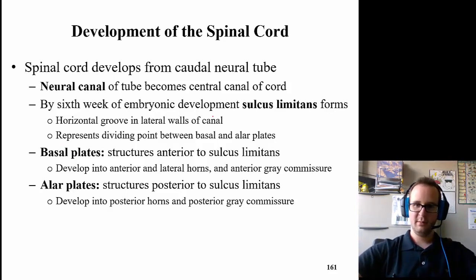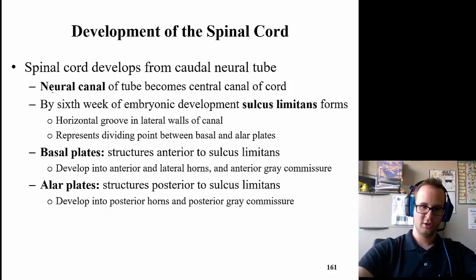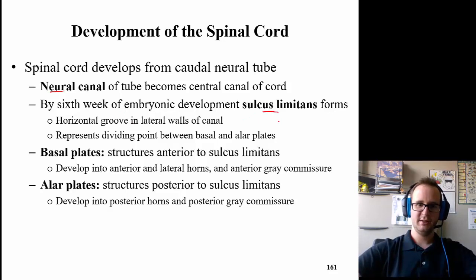And this is going to end up becoming the central canal of the spinal cord. And so there's the neural canal, and then what starts to develop around it is something called the sulcus limitans, and this is going to form some grooves in the spinal cord, and this is going to become dividing points. And so then we'll have basal plates and alar plates arise.